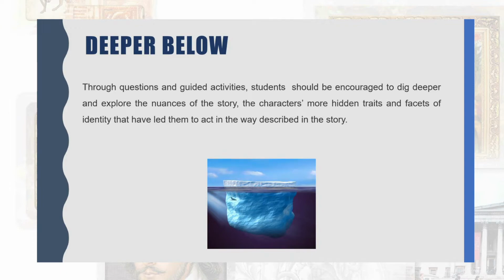At this point, have students imagine an iceberg and illustrate it with a clear waterline. Above the surface, students can cite obvious scenes from the text that led to the final events. Afterwards, encourage them to dig deeper, exploring the shades of meaning of the story, the most hidden character traits, those that led the characters to the event in question.